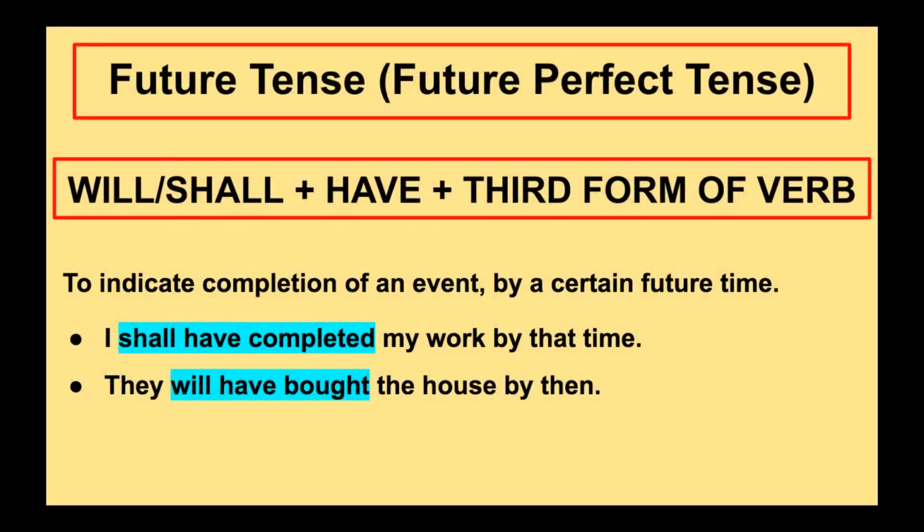Now, let us talk about future perfect tense. The rule is will or shall plus have plus third form of verb. Future perfect tense is used to indicate completion of an event by a certain future time.